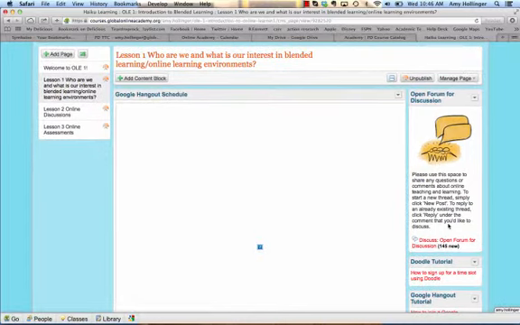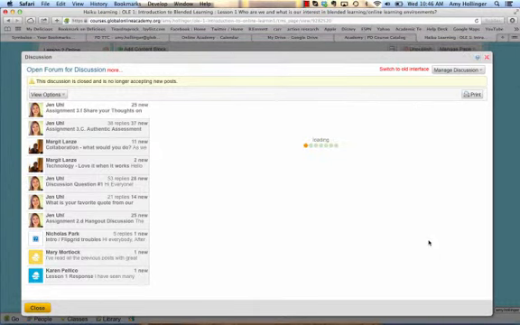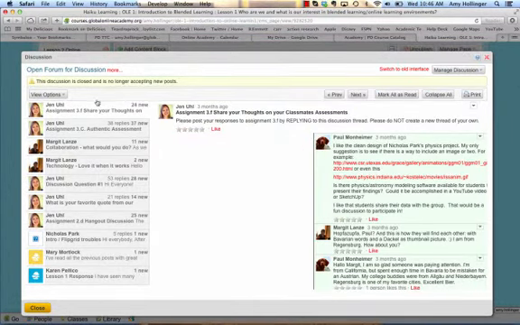And as a facilitator, what you're going to do is you're going to go in and click on Open Forum for Discussion. And then here on the left-hand side, you're going to see all the different discussion posts or threads that are running. So for example, the instructor of this course was Jen, and you can see where she's posted things for assignments and different things to look at. You can see where participants have kind of also started their own threads.